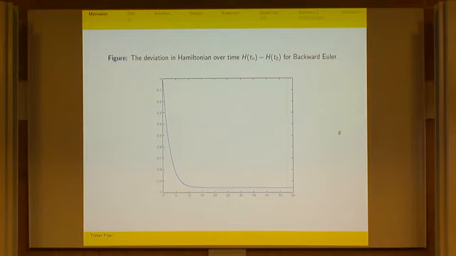And again, if I look at the deviation in the Hamiltonian over time, you see it just goes away very, very quickly. And this is because the method is a dissipative method, right? Backward Euler introduces artificial or numerical dissipation. And this is why we call it, well, a reason why we call it a stable method.